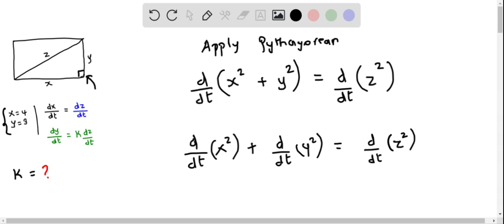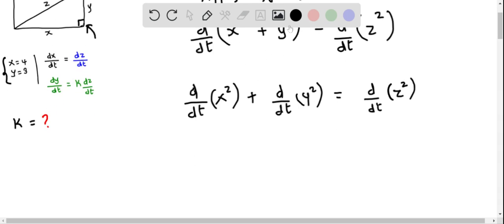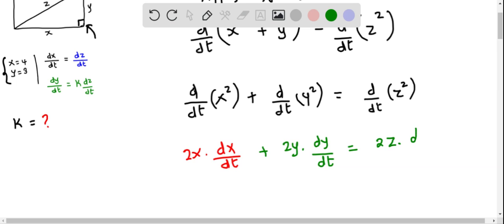Now let's apply the power rule first. So the derivative of x squared is 2x times dx over dt when we apply the chain rule. And similarly, the derivative of y squared, first apply the power rule, so we get 2y and then multiply with the derivative of y with respect to time, which is dy over dt. And this is equal to, similarly, 2z times dz over dt.